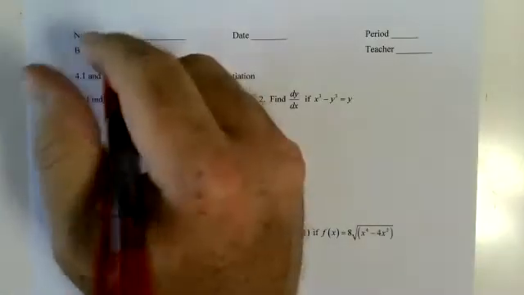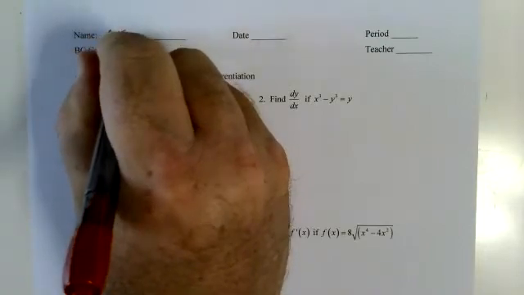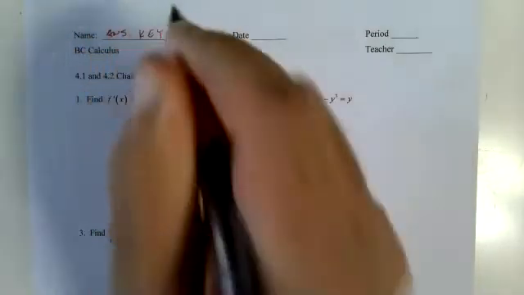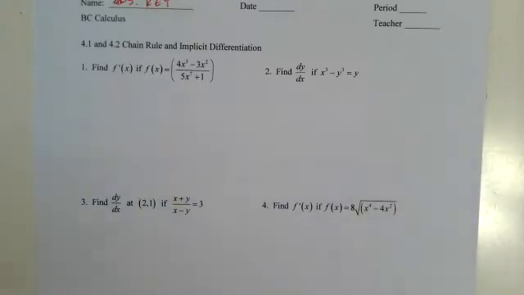So this is the answer key, basically, for a review for the 4.1, 4.2 quiz. So it's got a bunch of chain rule and implicit differentiation.